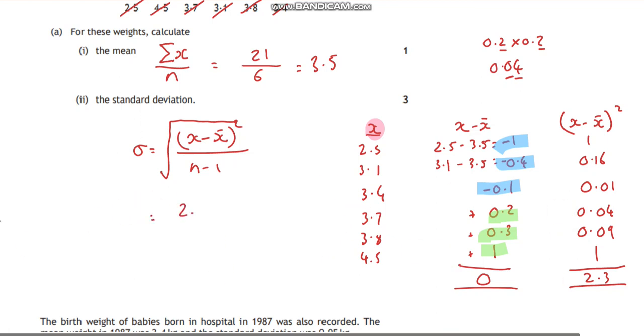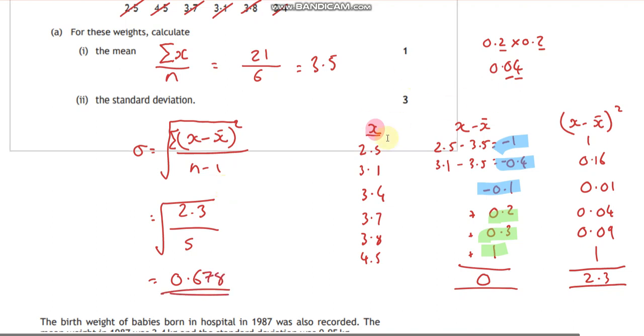So I'm going to say 2.3. That is the sum of all of the x minus x bar squared. And sorry, classic me, I forgot my little symbol there. So it's the sum of all the x minus x bar squared divided by n minus 1, which is 5, and it's all square rooted. So that comes out as 0.678.